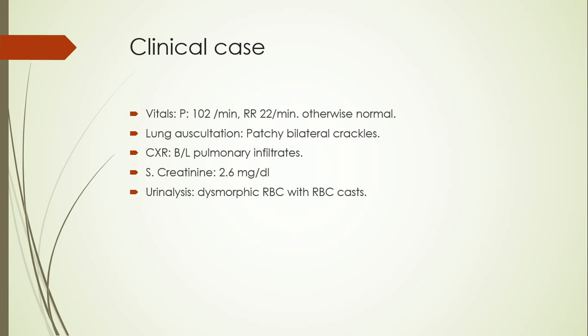Obviously, the patient has a high color urine, so we must do an urinalysis, and it reveals an active sediment, meaning the patient has dysmorphic RBC with RBC cast. It suggests that there has been glomerulonephritis. Okay, so we got the case together.